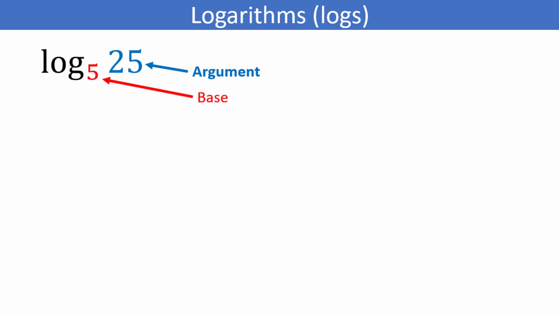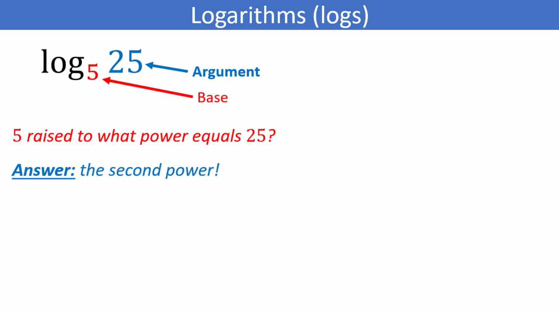Here's how I think about it. Log base 5 of 25 asks us, 5 raised to what power is equal to 25? Think about that. 5 raised to what power equals 25? Well, 5 raised to the second power is equal to 25. That means the log base 5 of 25 is equal to 2.